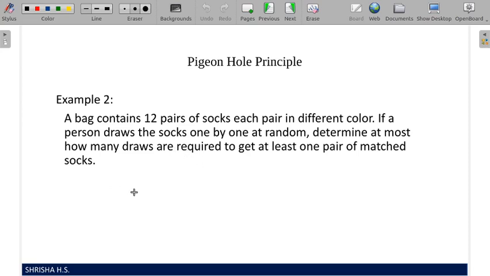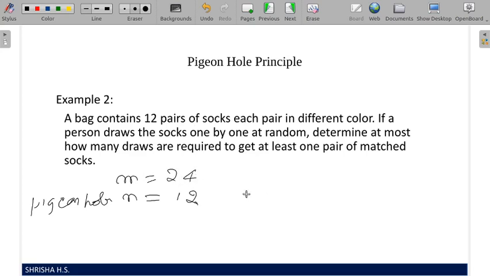Now let's see here, what are the nests? What are the pigeons, what are the nests? There are 12 pairs of socks with each pair in a different color. So there are 12 colors. That's why n equal to 12; there are 12 pigeon nests, the pigeonholes. How many pigeons are there? 12 pairs of socks, so 24 are there.